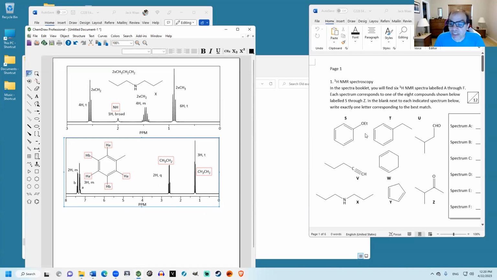If the CH2 were instead attached to O, like in compound S, then we would see the CH2 group at more like 4 parts per million. So it's not a subtle difference. It's a pretty dramatic difference. It's not like 2.5 versus 2.6. It's more like 2.6 versus 4. So since the CH2 is at about 2.5, 2.6, we know that the CH2 is attached directly to the benzene ring. In other words, we have ethylbenzene, or compound T.